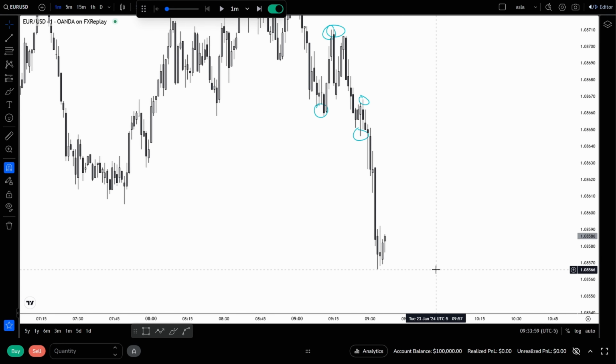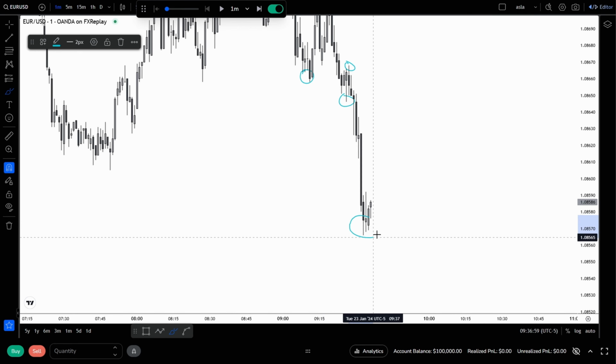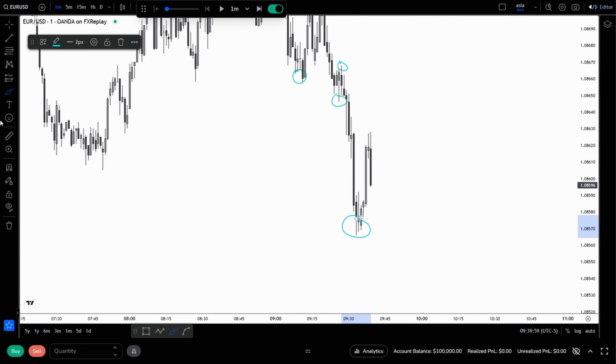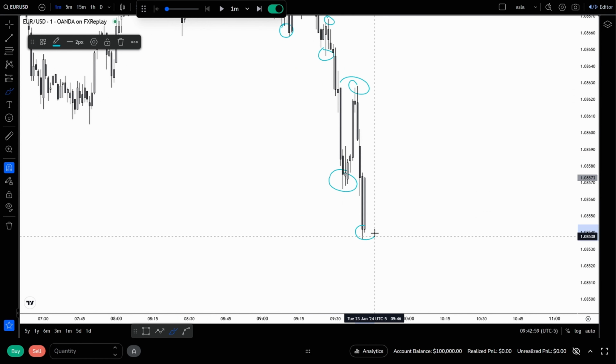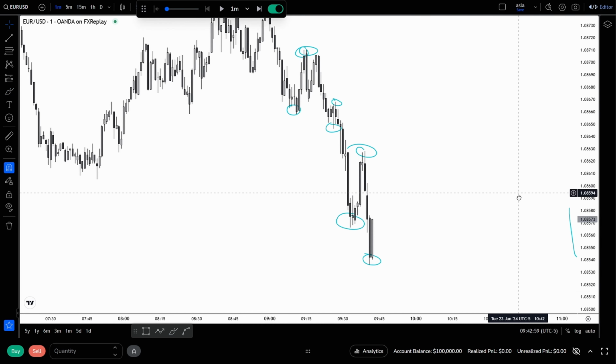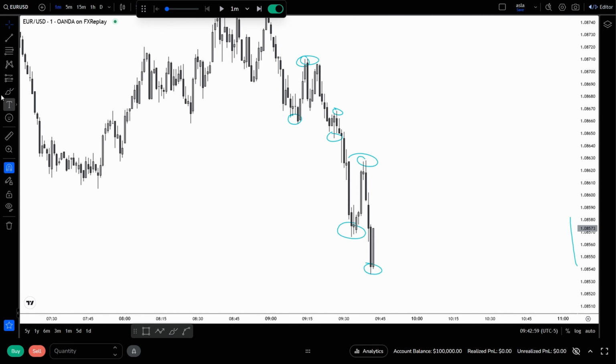The structure is intact. Again, we look for a lower high. Price retraces, forms a swing high, and that swing high is still below the previous lower high. Then price continues lower and creates another lower low. You can see the pattern repeating. Lower high, lower low, lower high, lower low.